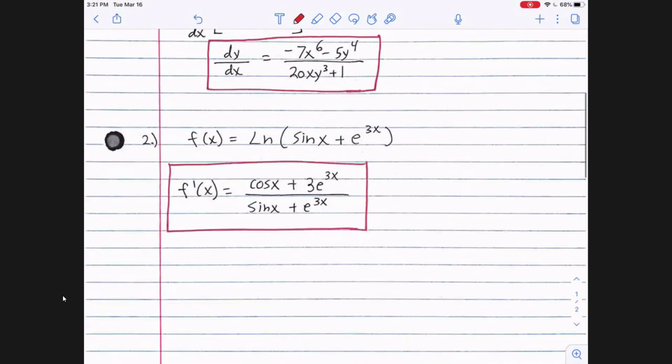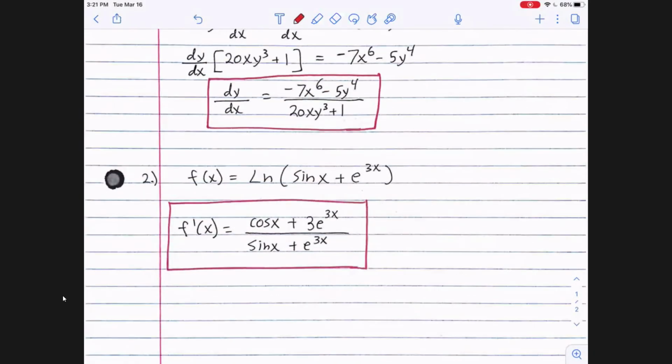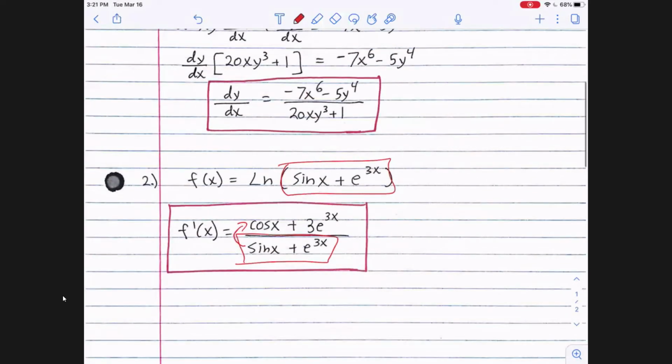question number 2 is natural log of something. How do you take the derivative of natural log of something? Well, what you're taking the natural log of goes on the bottom. So that's sine of x plus e to the 3x. Its derivative goes up top. The derivative of sine of x is cosine of x. The derivative of e to the 3x, remember, is itself times 3, the derivative of the exponent. And that was pretty much it. So some of you left that 3 off.